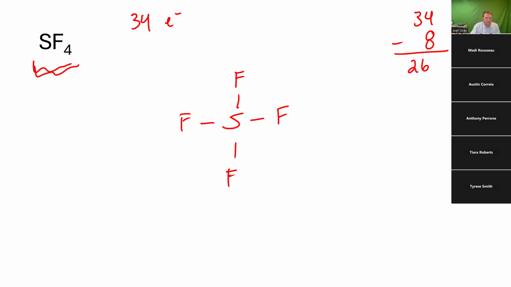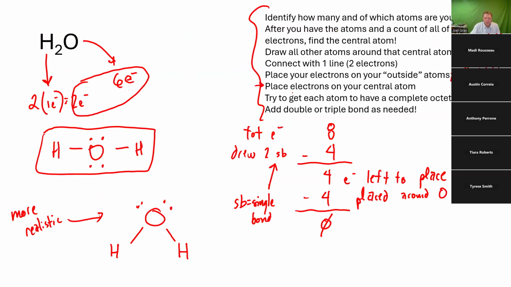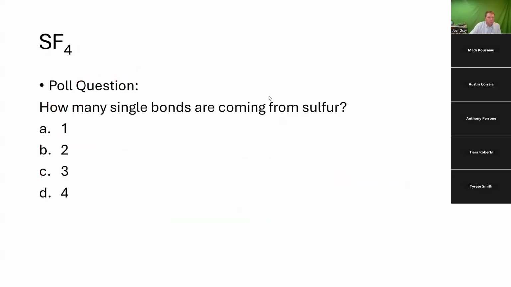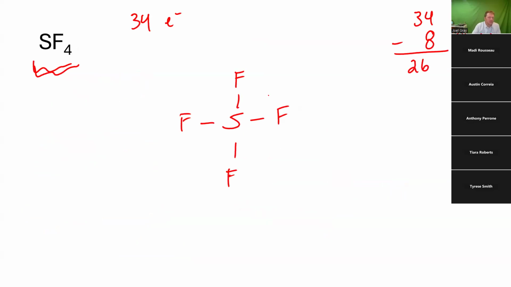Okay, so my next step. I did my total number of electrons. I got my central atom. I drew all of my other atoms around that central atom, and then I connected each one of them with a single line. Place my electrons on my outside atoms. So I've got 26 electrons. The next step is to put those 26 electrons on my outside atoms.